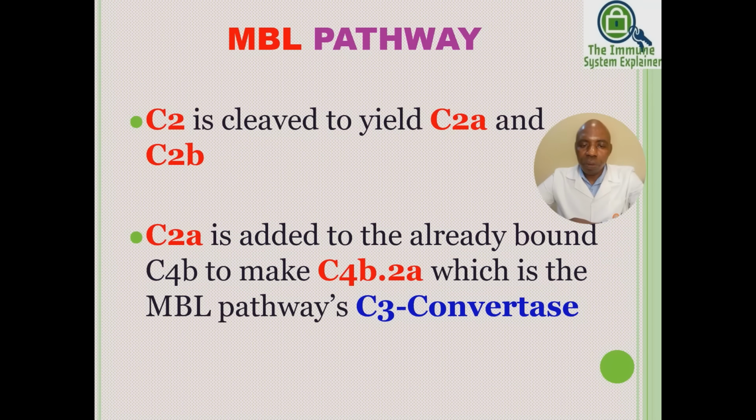C2 is then cleaved and yields C2a and C2b. C2a is added to the already bound C4b to make C4b2a, which is the MBL pathway's C3 convertase. So ladies and gentlemen, up to that point, one thing that you're going to notice is that the C3 convertase of the classical pathway is the same as the C3 convertase of the mannan binding lectin pathway.